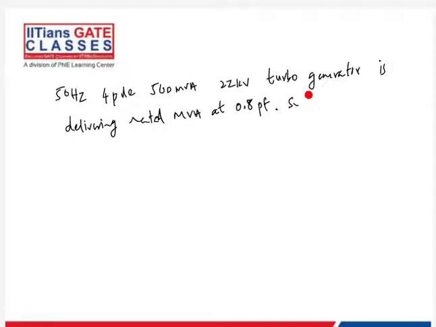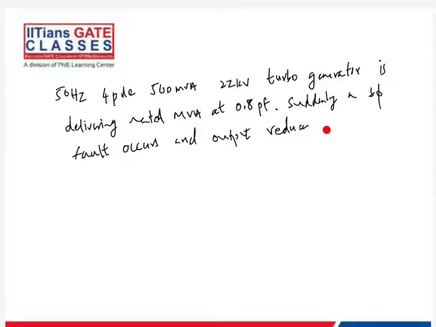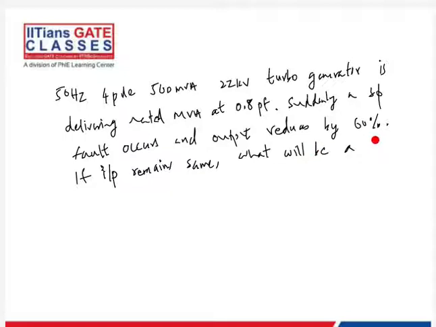Suddenly, a phase fault occurs and the output reduces by 60%. If the input remains the same, what will be the rating in mega Newton meter?